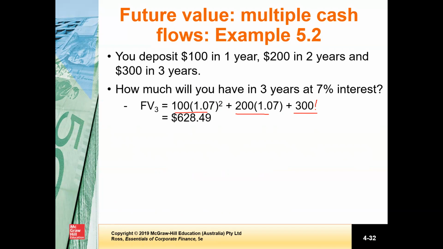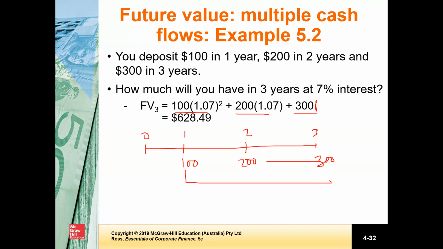And you can see we do not multiply the future value factor here because it's deposited at the end of the year. Okay, so if I draw a timeline, 0, 1, 2, 3. So 100 is deposited 1 year from now, 200 is deposited 2 years from now, and 300 is deposited 3 years from now. So it is in the account for 2 years. That's why we have 2 here.